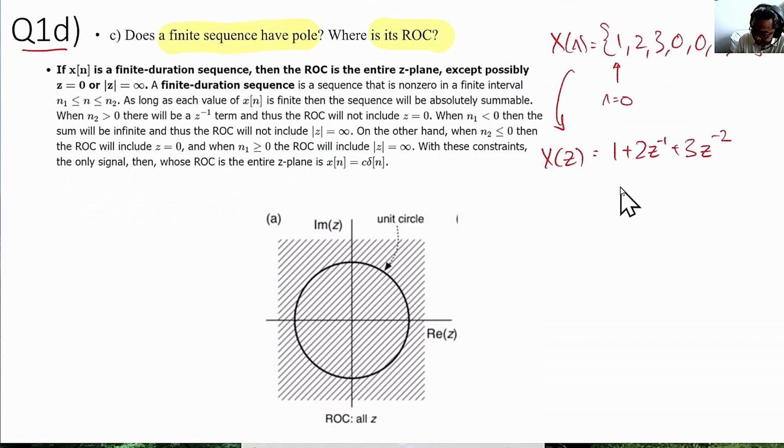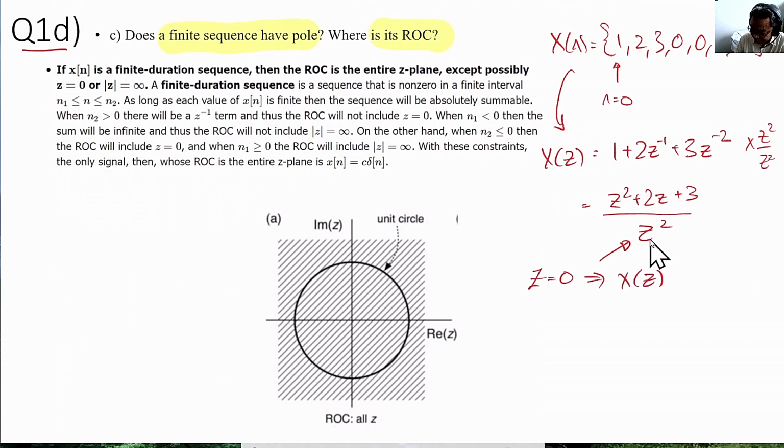To understand that, we multiply top and bottom by z squared to make the X(z) into positive powers of z. So we have z squared plus 2z plus 3, and we have z squared in the denominator of this X(z). So when z is equal to 0, this value will be 0, and therefore numerator divided by 0 will be equal to infinity.